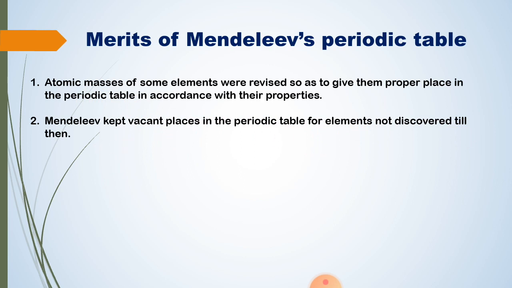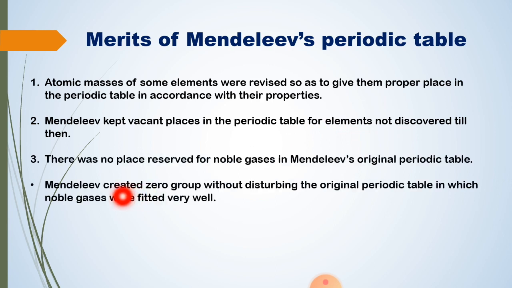In Newland's octave, what we have learned is that there is no place for newly discovered elements, but Mendeleev placed vacant places in the periodic table for the elements which were not discovered till then. Then there was no place reserved for noble gases in Mendeleev's original periodic table, but he created a zero group without disturbing the original periodic table, in which noble gases were fitted very well. So he created a zero group for the noble gases.